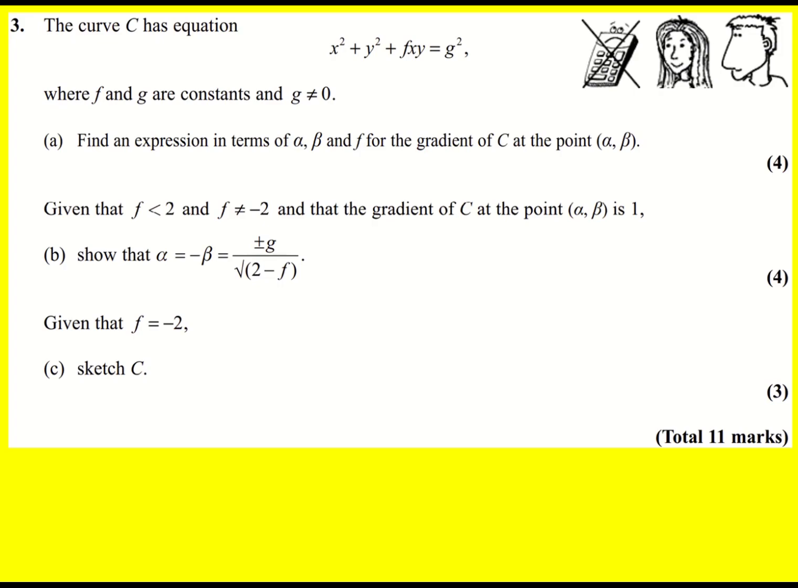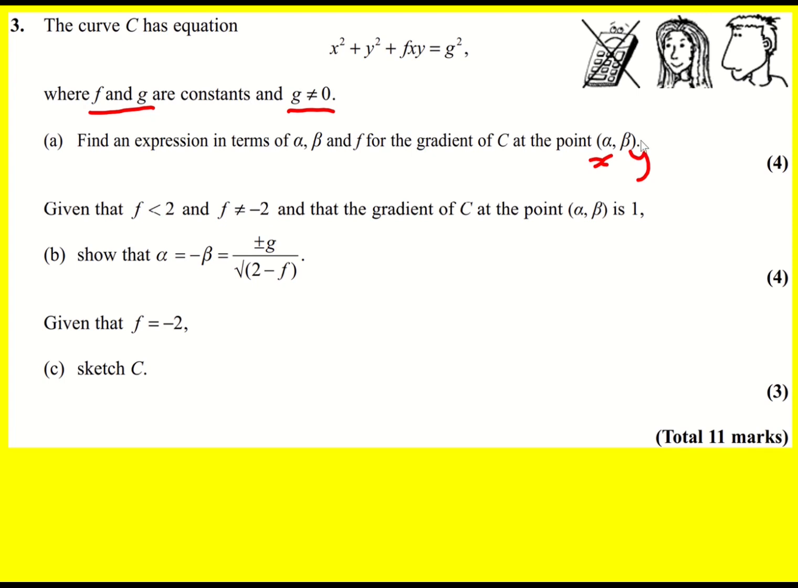This is an implicit differentiation question. We have a function, where f and g are constants, g is non-zero, and we're asked to find an expression in terms of alpha and beta and f for the gradient of C at the point alpha, beta. So basically when x is alpha and y is equal to beta.